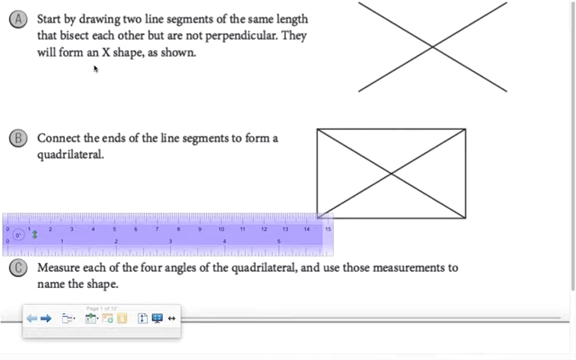In this lesson, we're looking at what conditions guarantee that a parallelogram will be a rectangle, rhombus, or square. So in the activity that the textbook has you walking through, it says start by drawing two line segments of the same length that bisect each other but are not perpendicular. So they've drawn that there. And if I connect the ends of the line segments to form a quadrilateral, then I have a figure like what you see next to step B.